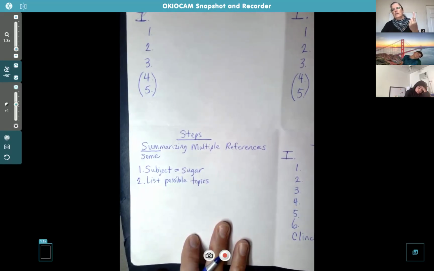Lava. It could be locations of volcanoes. That's another topic. It could be like the effects on animals, like when a volcano erupts, what happens to the animals? It could be something about what happens to the air quality if a volcano erupts. Things like that are considered topics.